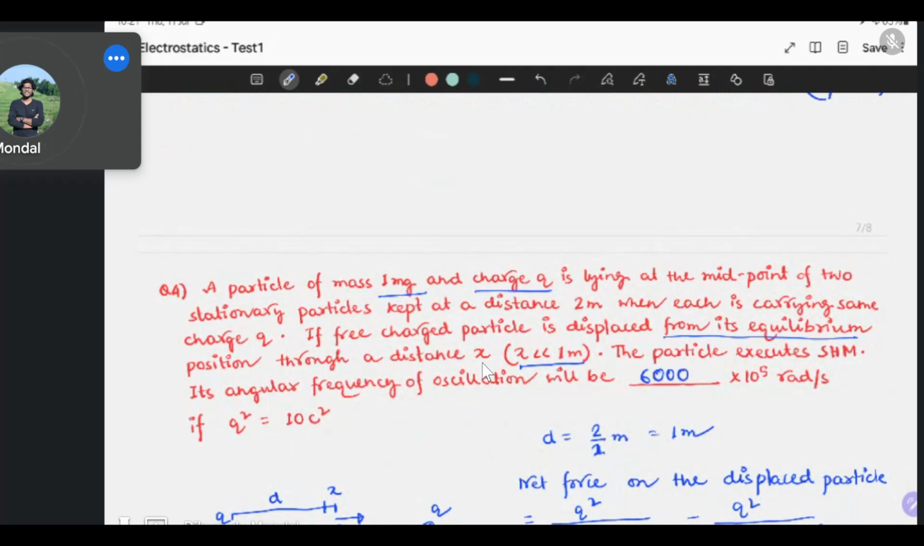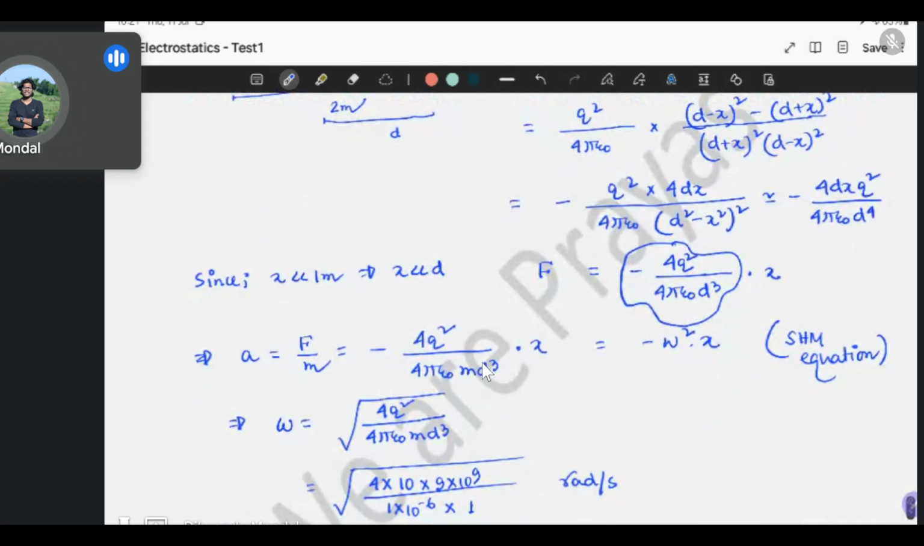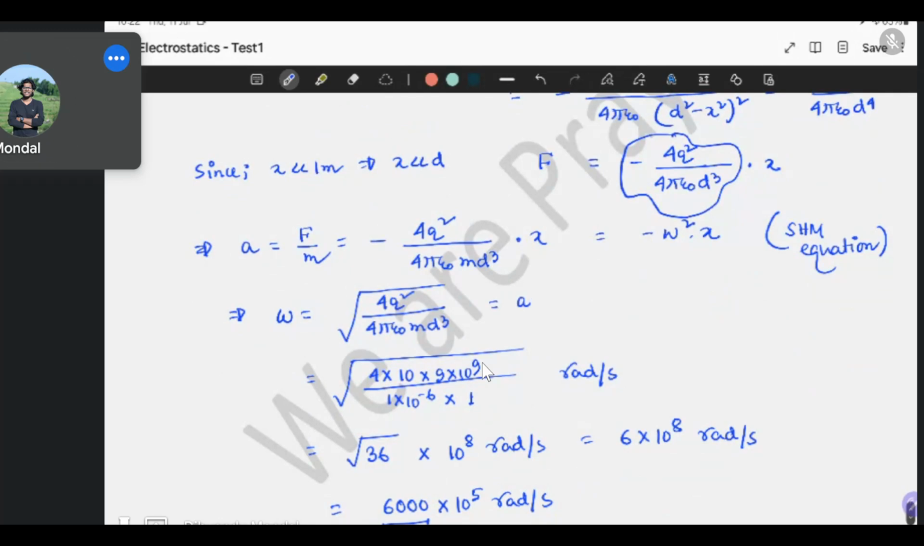So the main concept is that when the particle is displaced from its equilibrium position in the middle, there will be an imbalance in the force and some net force. If we calculate the net force, we see that this unbalanced force follows the simple harmonic motion equation, and from that we calculate the angular frequency.